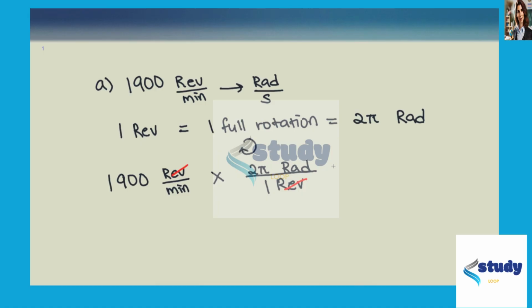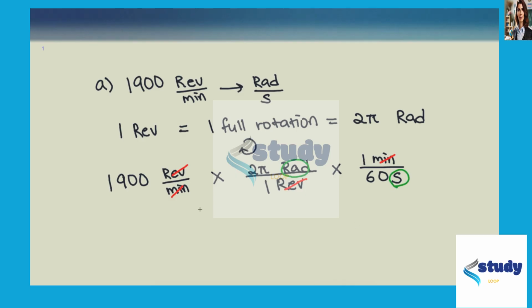So do the same for minutes. Multiply that by 1 minute divided by 60 seconds. And here my minutes gets canceled out, and I'm left with some value in terms of radians per second.